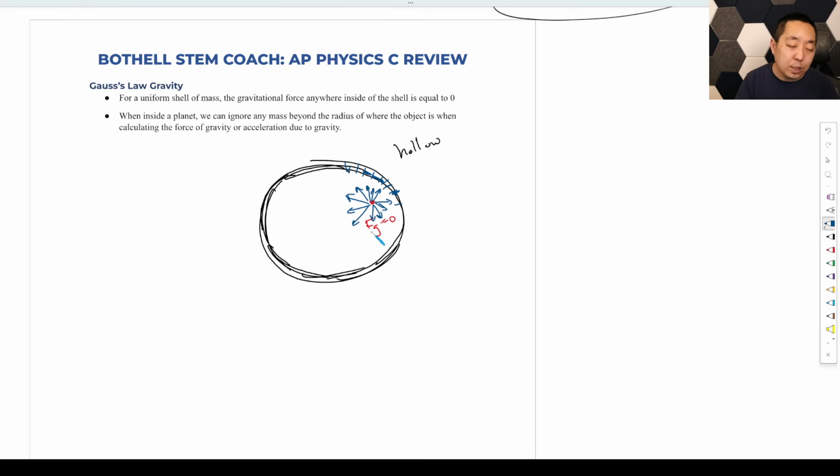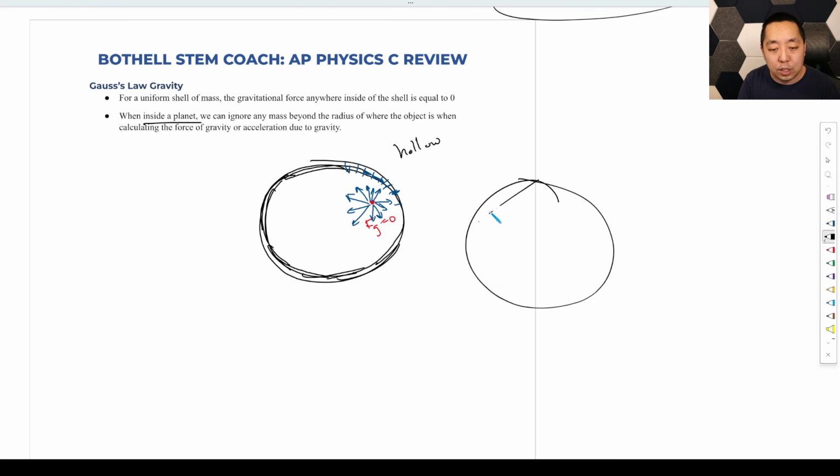Okay? So that's why if you're dead center of the Earth, and let's say there was no lava to burn you up, you wouldn't have infinite gravity, okay? Because you would actually have no gravity. All the mass around you would pull on you, and so the net force would actually be 0. You'd be weightless there. The result of this is when you're inside a planet, you ignore any mass beyond the radius, as long as it's the same amount of mass everywhere around you.